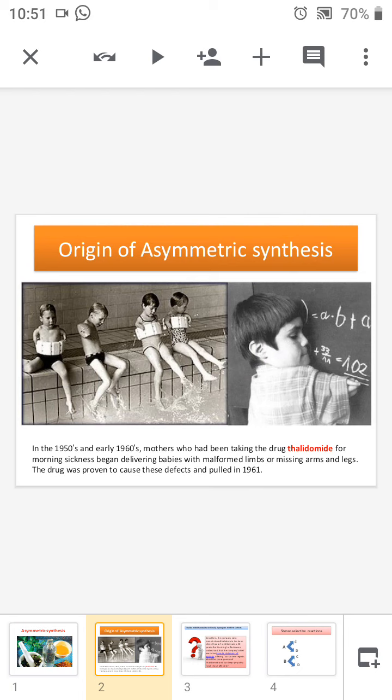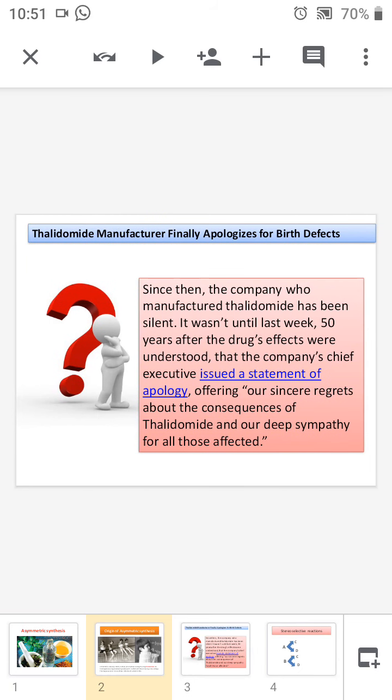Thalidomide is a drug which was used for morning sickness. The mothers who had been taking thalidomide for morning sickness began delivering babies with malformed limbs or missing arms and legs. The drug was proven to cause this defect and was pulled in 1961.